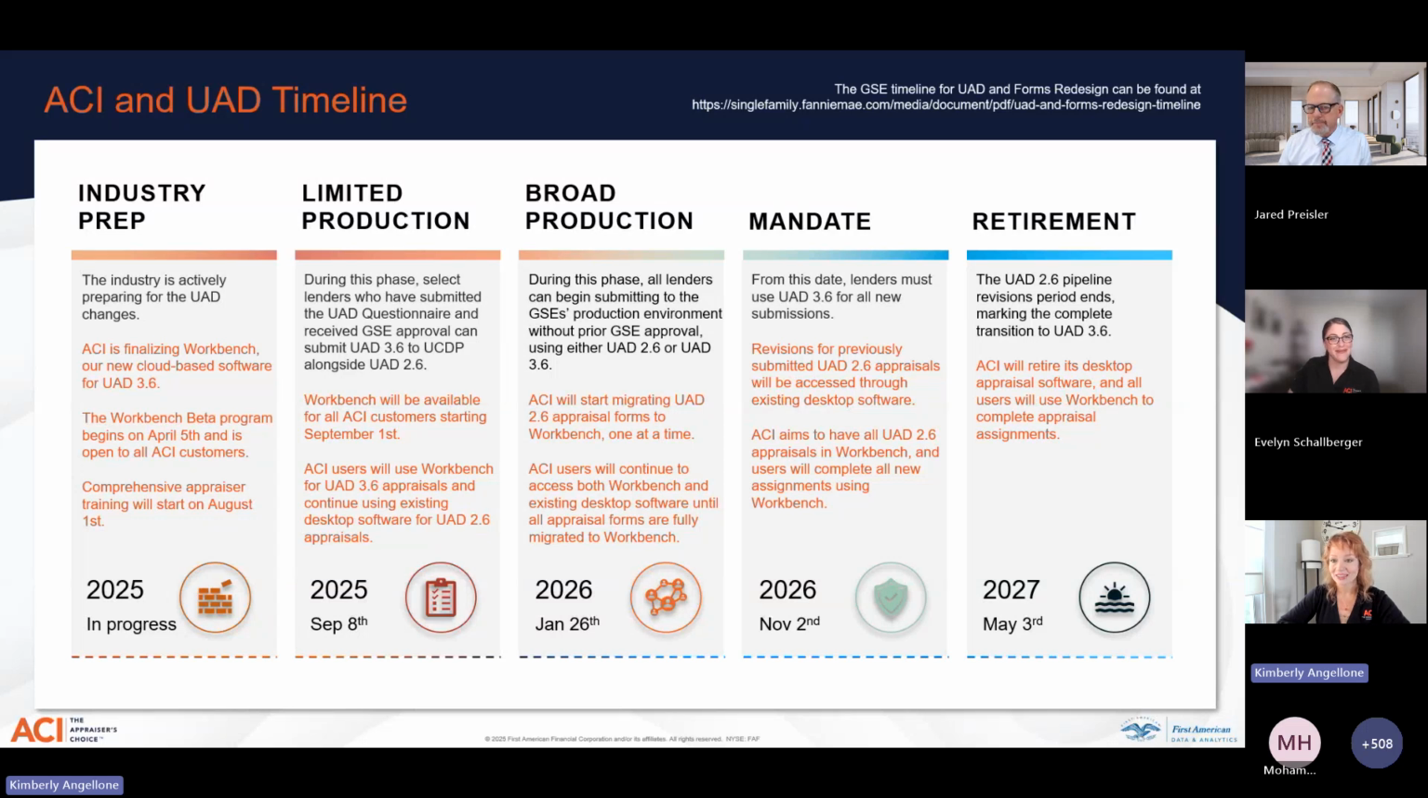So September 8th, limited production. This is the date that is on everyone's mind right now. During this phase, only select lenders who have submitted the UAD questionnaire and been approved by the GSEs are able to order those first UAD 3.6 appraisal assignments. So it's not everyone. It's only a very small handful of lenders that will be approved to participate in essentially a beta program.